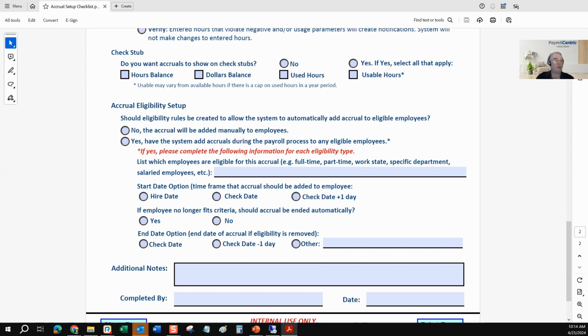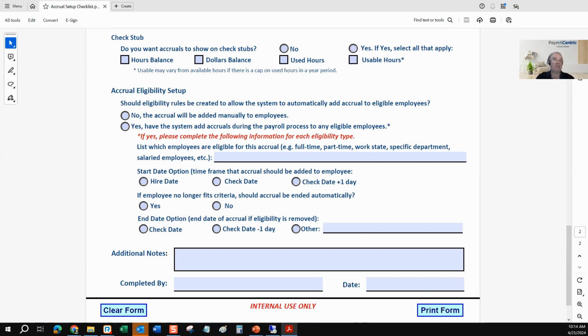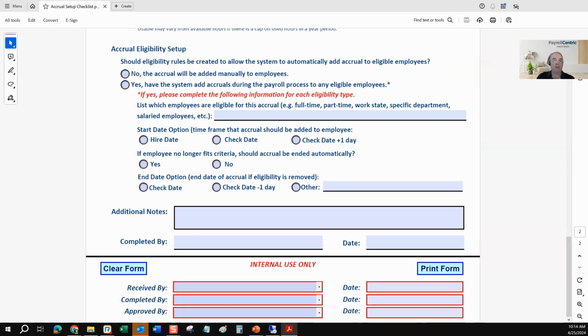Are they part-time, full-time, salaried, hourly? We can set up groups for that specific purpose that would be linked to information on the employee when you add them. And then you have a spot for any additional notes. So that's basically the form.